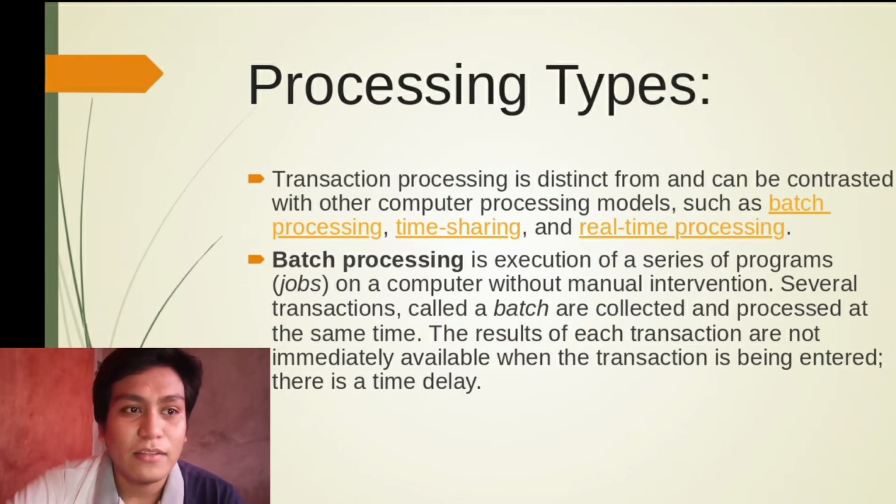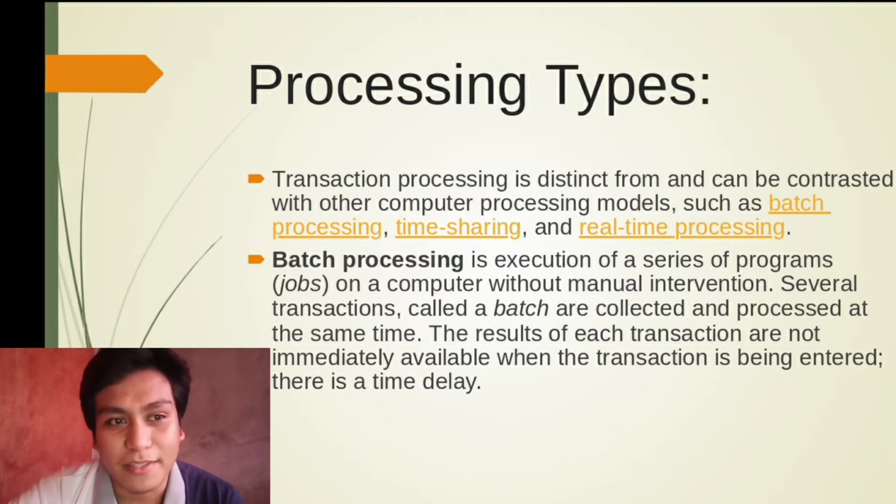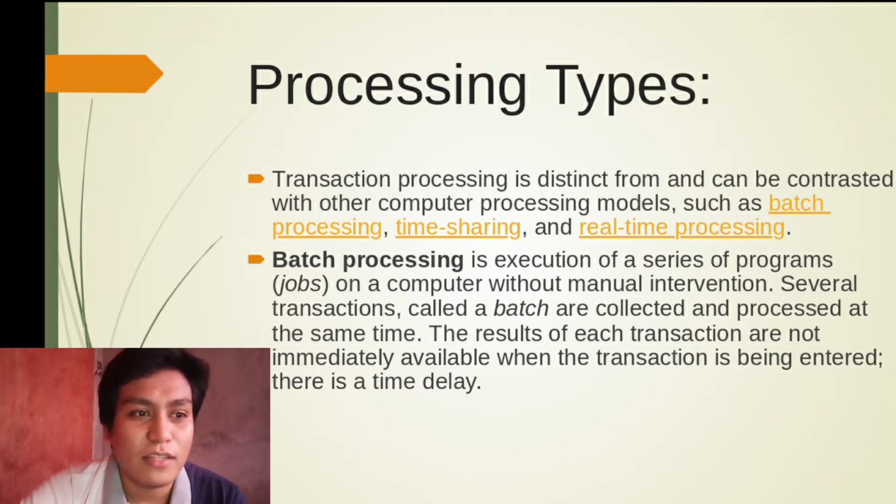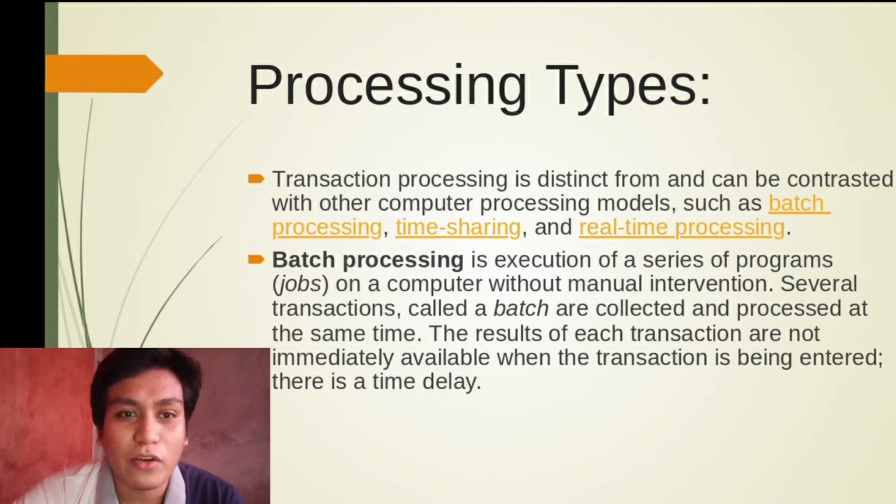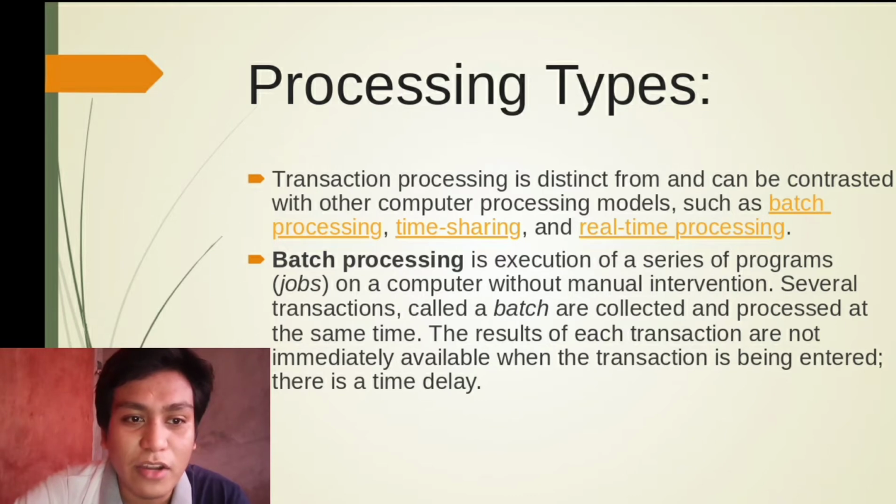Processing types. Transaction processing is distinct from and can be contrasted with other computer processing models, such as batch processing, time sharing, and real-time processing. So, batch processing is execution of a series of programs, or jobs, on a computer without manual intervention. Several transactions, called a batch, are collected and processed at the same time. The results of each transaction are not immediately available when the transaction is being entered. There is a time delay.